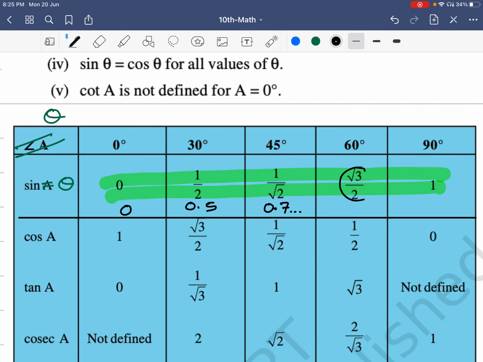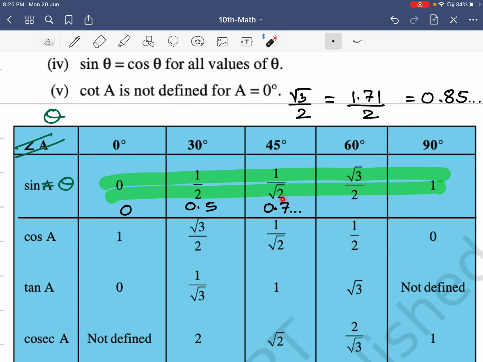Now the next value is root 3 by 2. So again, what is root 3 by 2? Let's try to find out. Root 3 is roughly equal to 1.71, divided by 2. That will be 0.8615, roughly 0.85 and so on. So again, it is more than this 0.7.